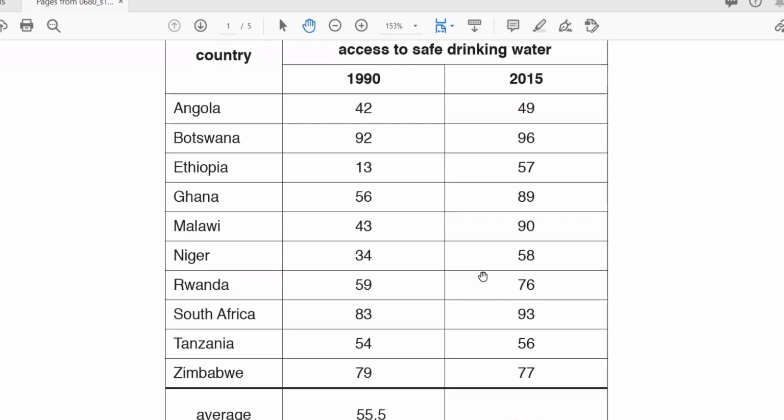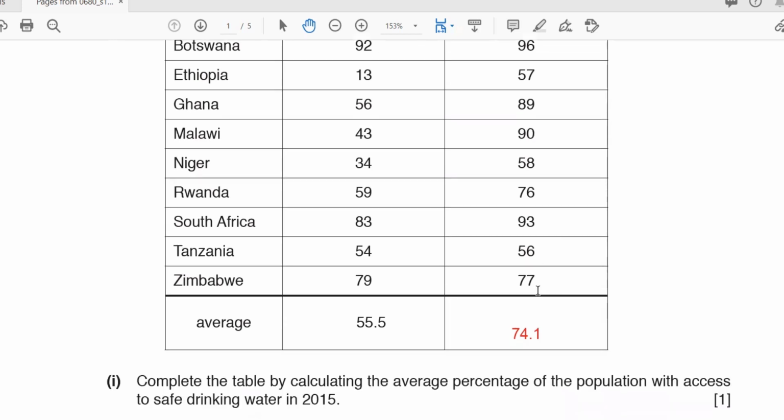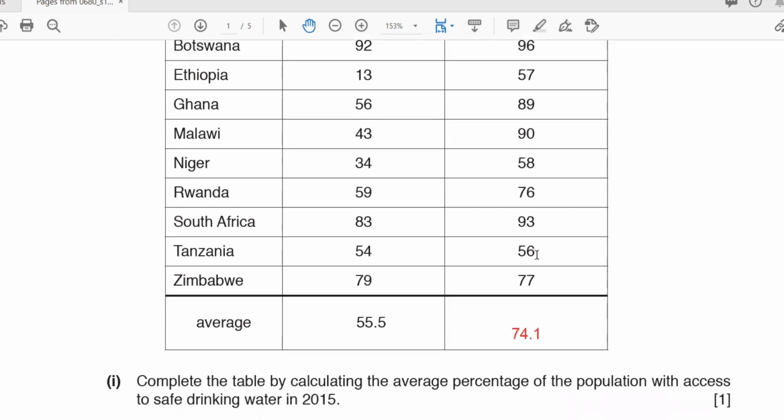So let's move towards the question. Complete the table by calculating the average percentage of population with access. So here we add all of them and divide by the number of countries. Sorry, divided by 10.